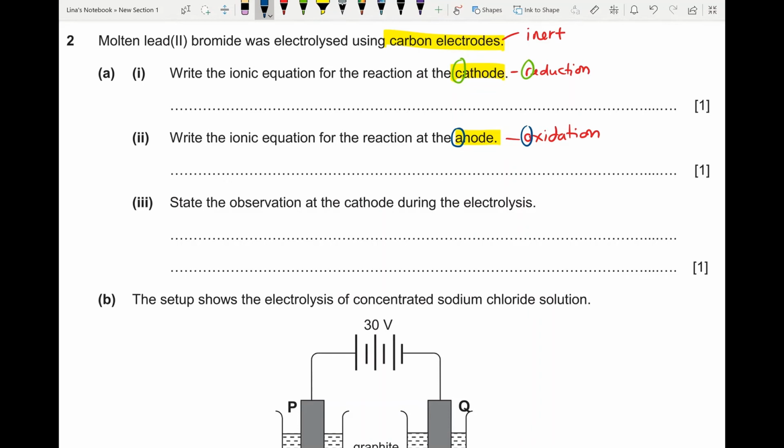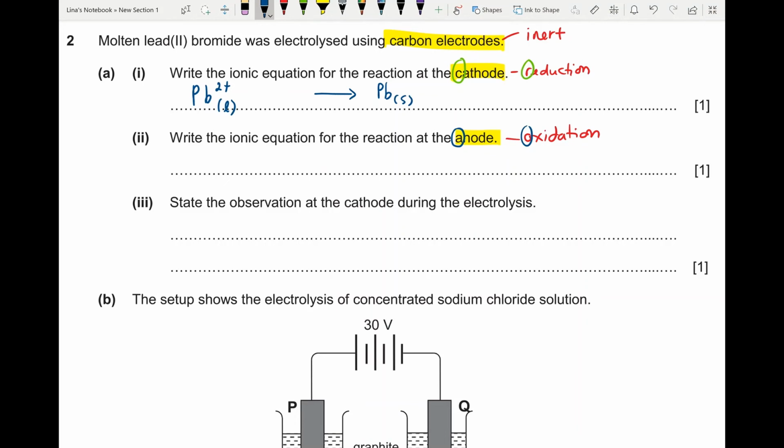Cation means positive ion, and it is attracted to the negative electrode. So lead(II), which is in this case liquid, it's molten, will undergo reduction to become lead metal. Okay. So where do we put the electrons? Remember, when we balance equations like this, be it half equation or full equation, we always have to balance the number of atoms and also the charge.